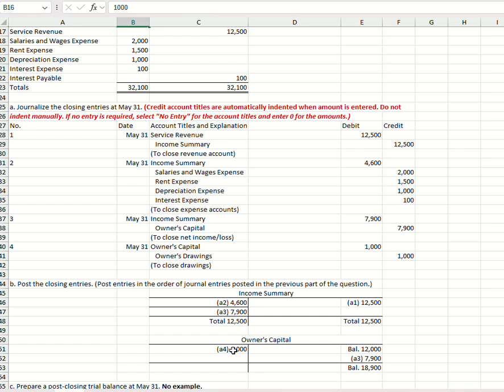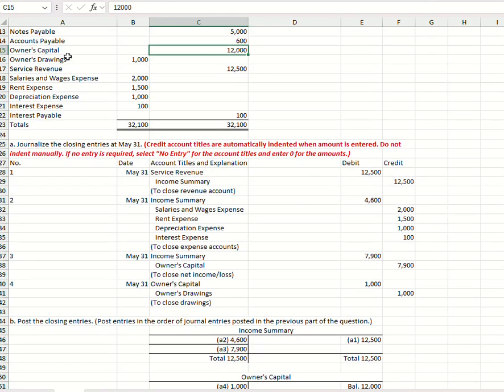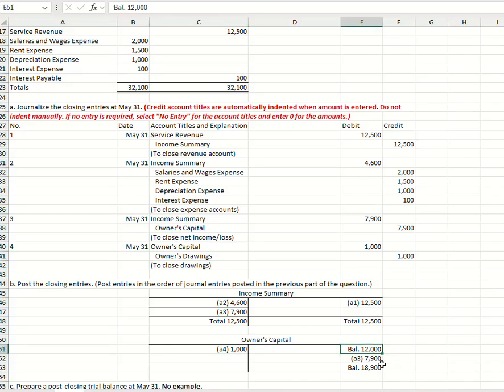So you see journal entry number four right here. And owner's capital actually started off with a $12,000 balance, credit balance, as you see above. So you see the start off with $12,000. You see the addition of closing out the income summary. You see the owner's capital debit for the final balance of 18,900.